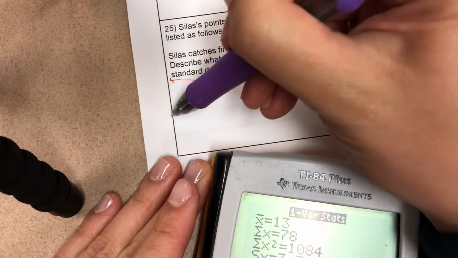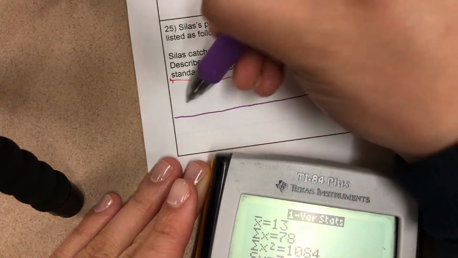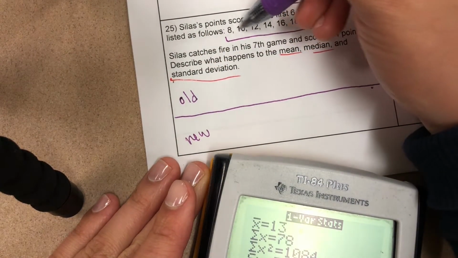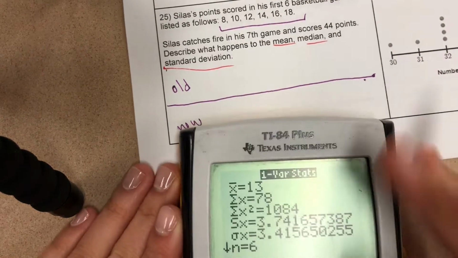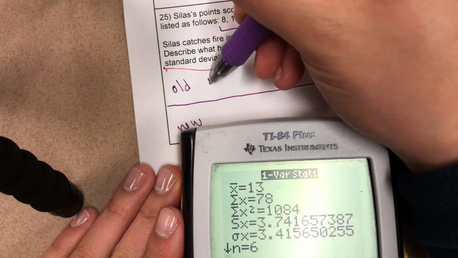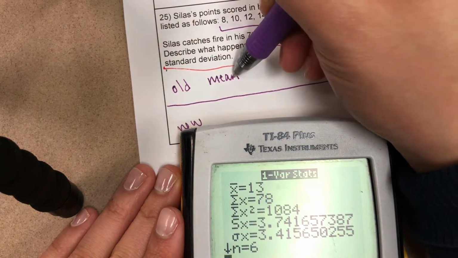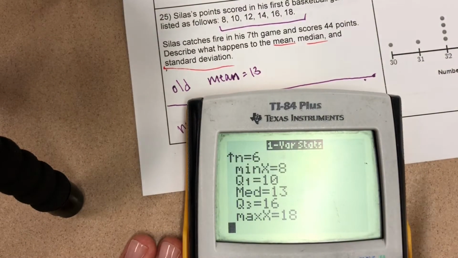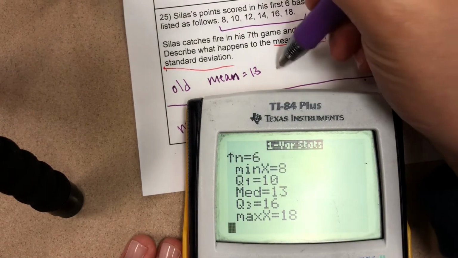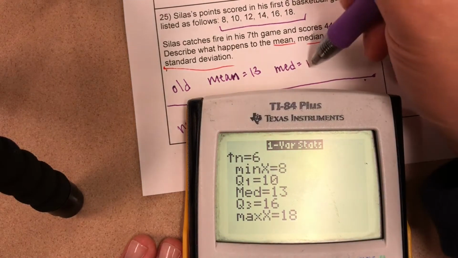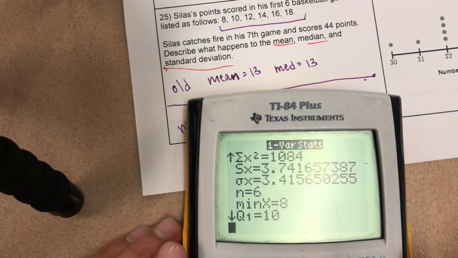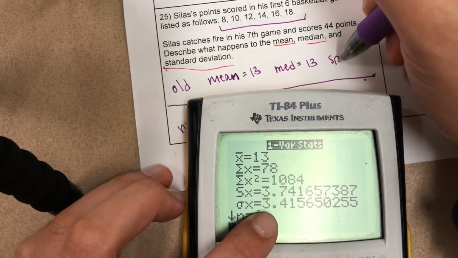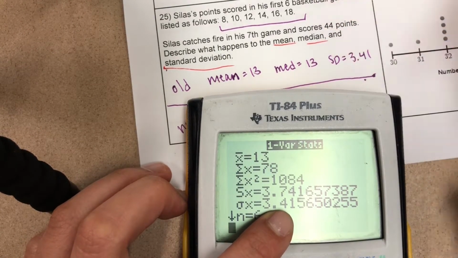So he's going to have an old value and a new value. For the original 6 values, his mean is X with a bar on top. So the mean is 13. For the median, I go down to where it says MED, and the median is 13. And for standard deviation, you just have to remember it's this symbol right here, sigma X. That's going to be a standard deviation of 3.41.